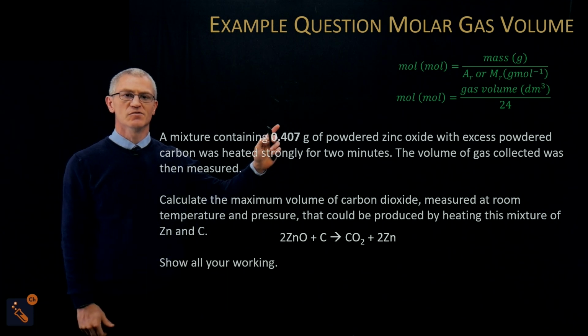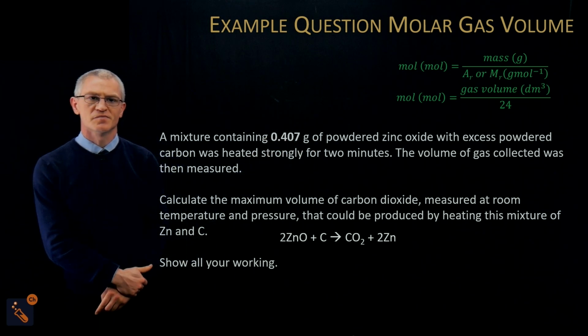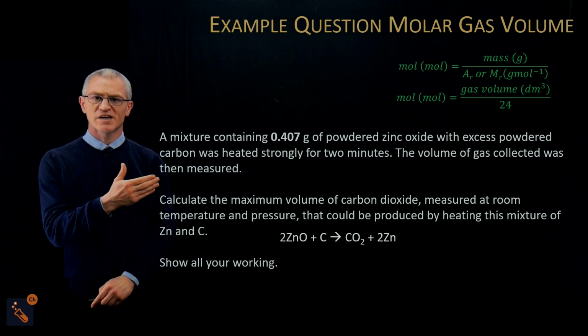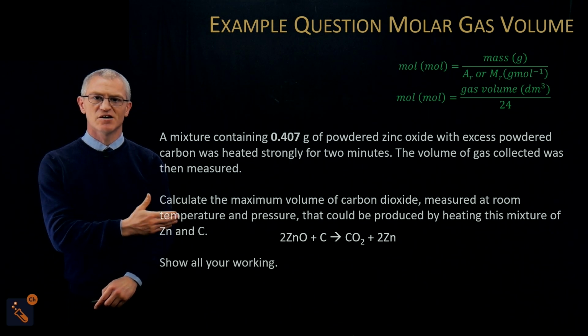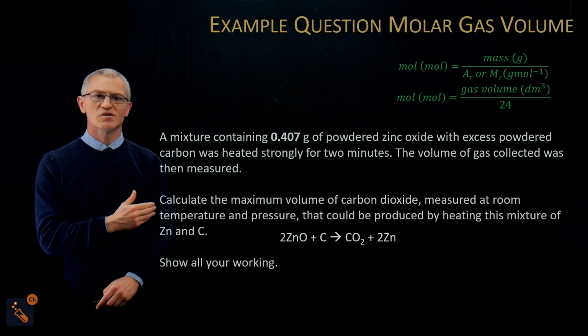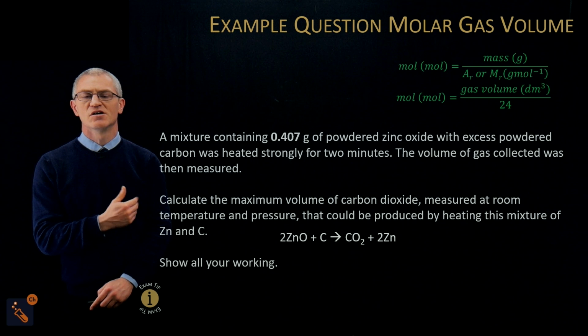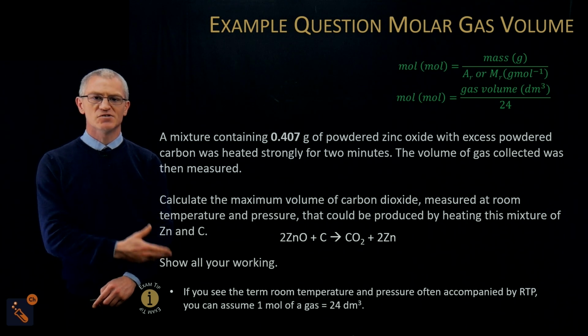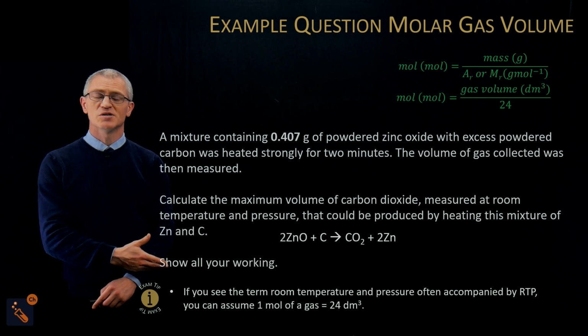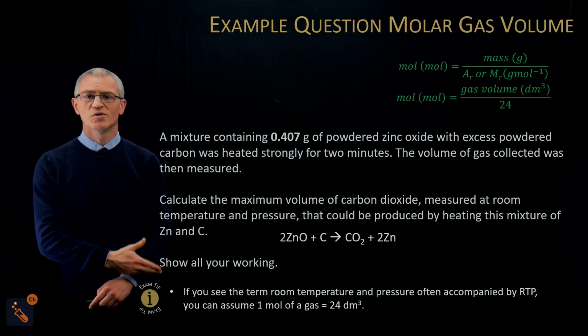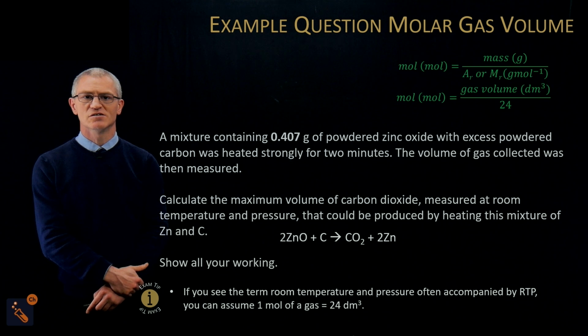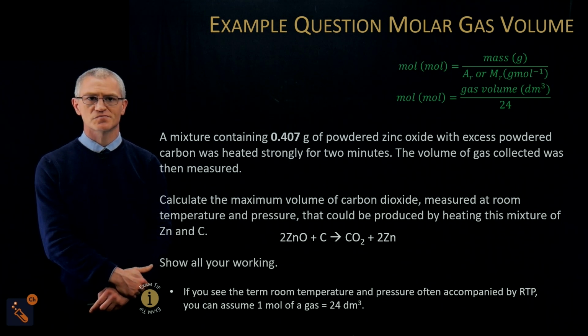The limiting reactant is therefore the zinc oxide. Now we want to know the volume of gas that is measured. The gas is carbon dioxide, but importantly it tells us this is at room temperature and pressure. That tells us the following, and will tell us the following in any question which we come across like this. If you see the term room temperature and pressure, often accompanied by RTP, you can assume 1 mole of a gas is 24 decimeters cubed in volume.